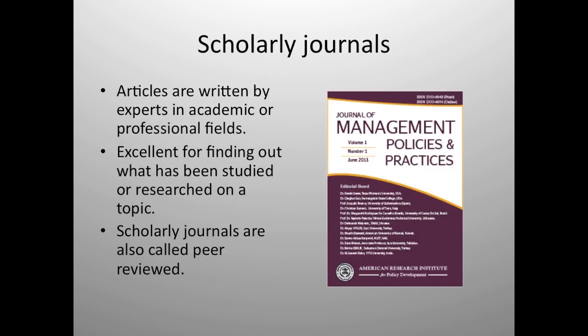The articles in scholarly journals, on the other hand, are written by experts in academic or professional fields. They are excellent for finding out what has been studied or researched on a topic. Before the articles are published, they undergo a reviewing process by other scholars in the field, hence the term peer-reviewed. You won't find journals in a bookstore or a grocery store.